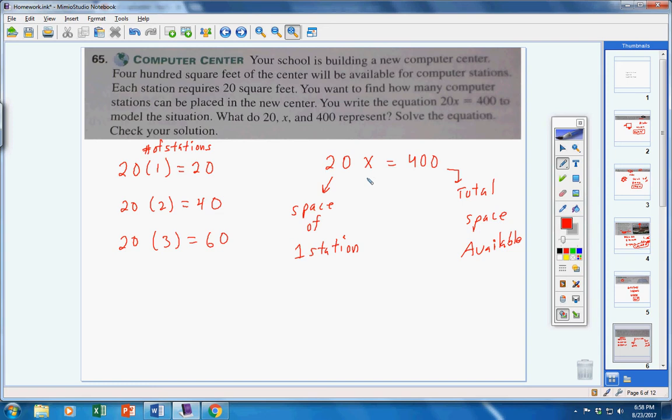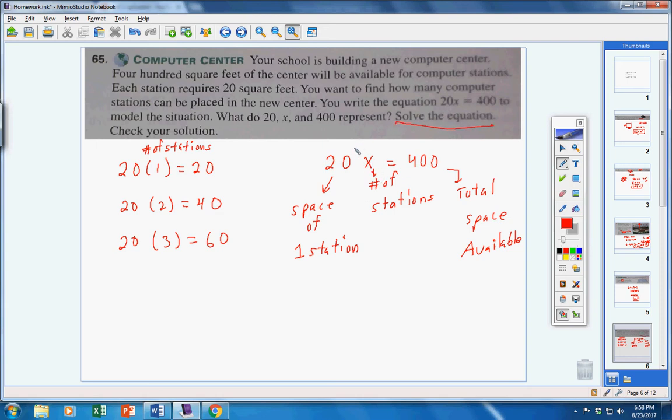Now, what does X stand for? Well, that's why I showed you this over here. It's number of stations. 20 times 1 is 20 square feet. 20 times 2, if I have 2 stations, 40 square feet. 20 times 3, if I have 3 stations, 60 square feet. So, X is your number of stations that you're going to have. Alright? Now think about it. What's the answer? It says solve the equation.